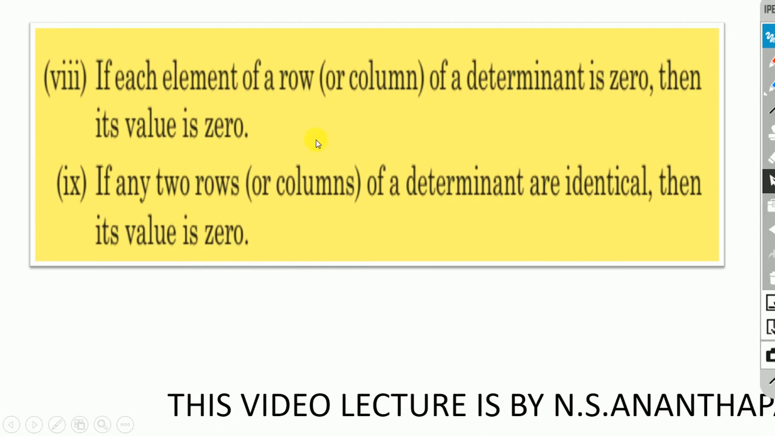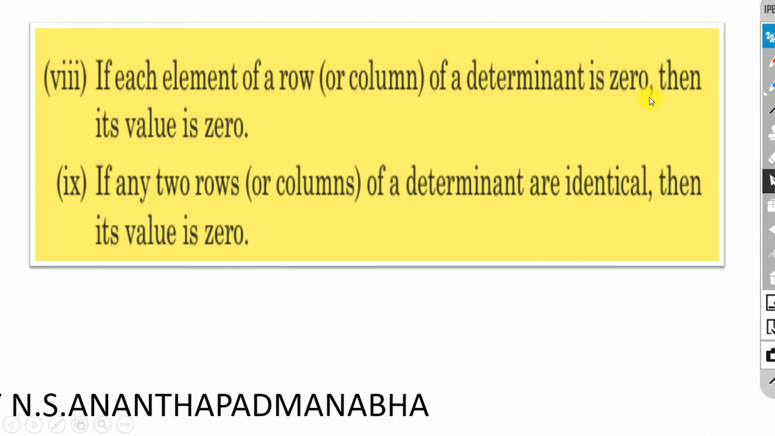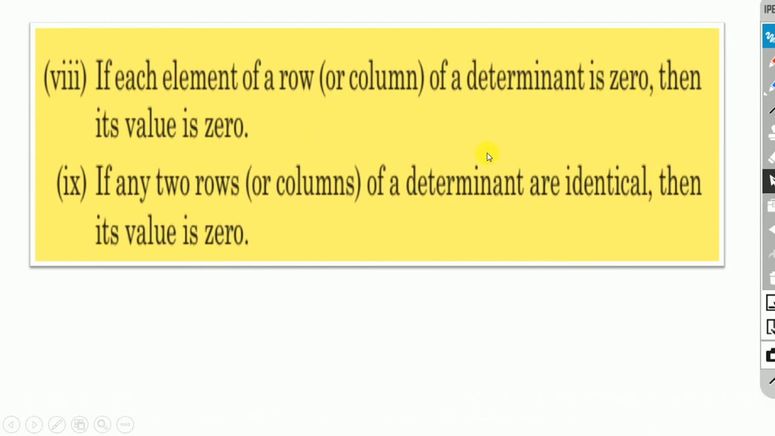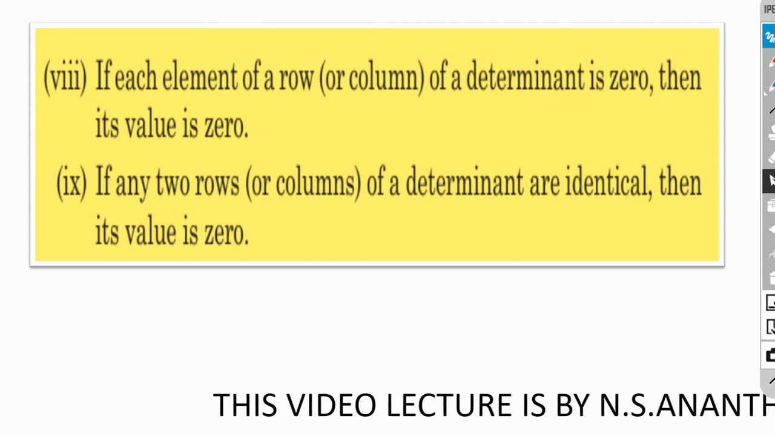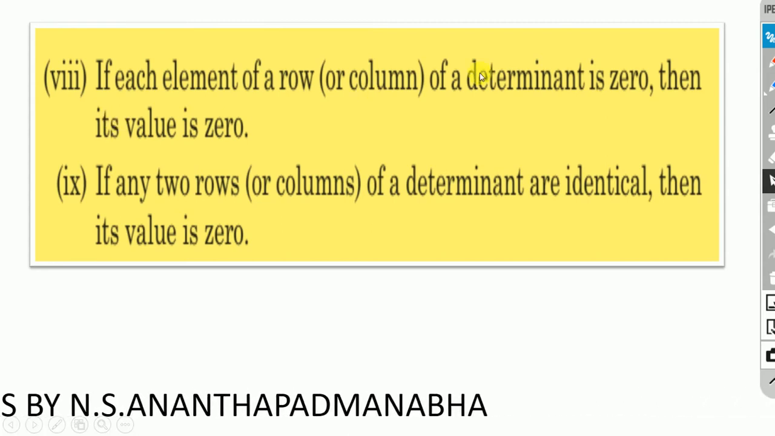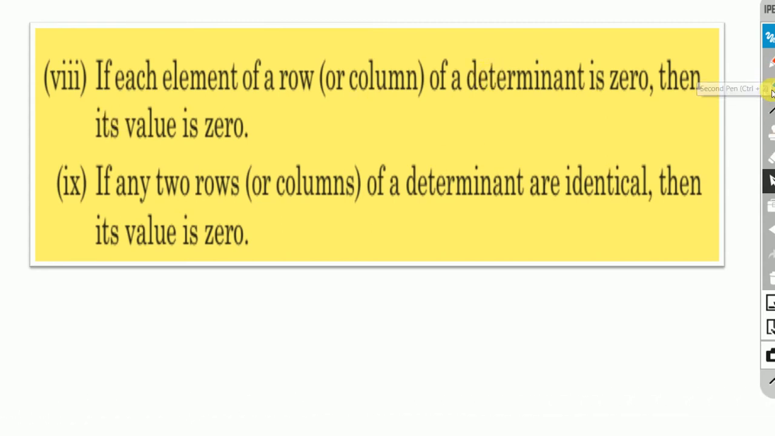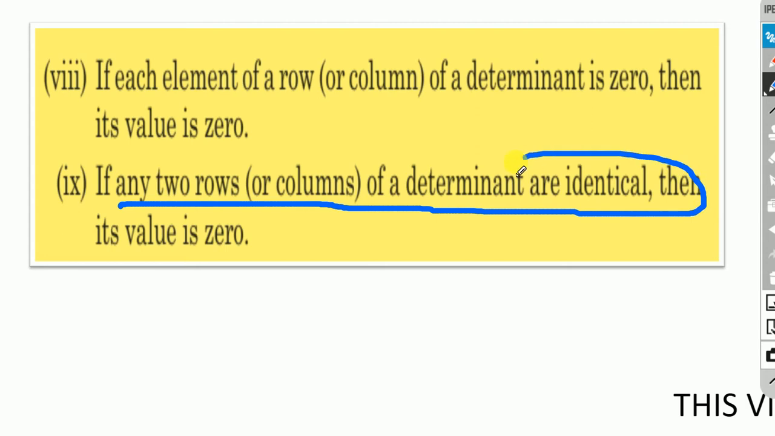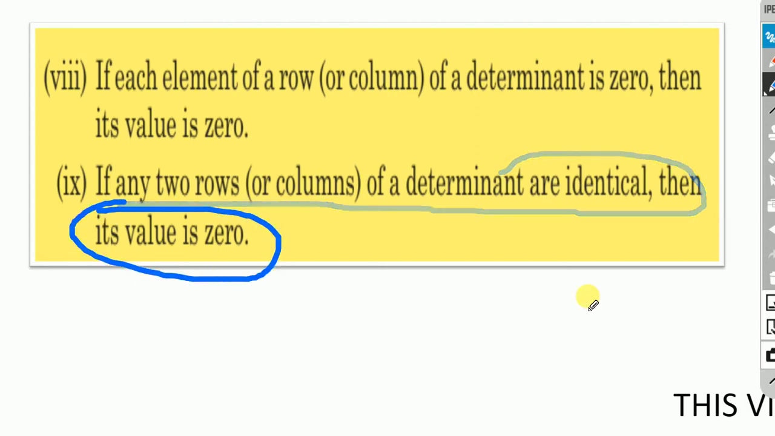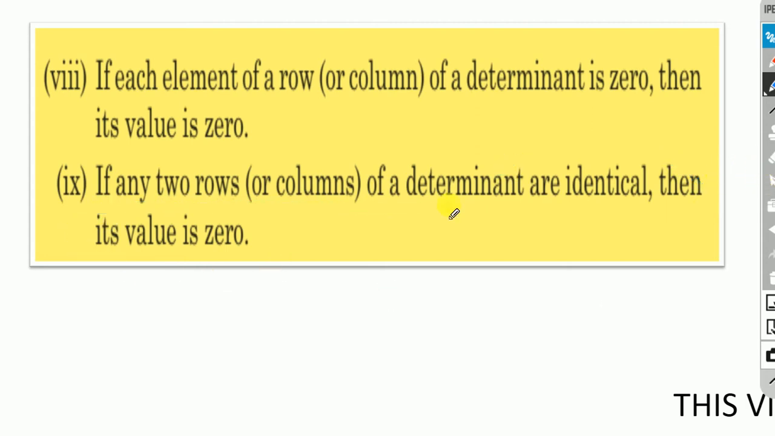If each element of a row or column of a determinant is 0, then the value is 0. So if any column or row of a determinant is 0, then the value of the determinant is 0. The next property is, if any two rows or columns of a determinant are identical, then its value is 0. Identical means the same. In a determinant, if two rows or columns are the same, then its value is 0.